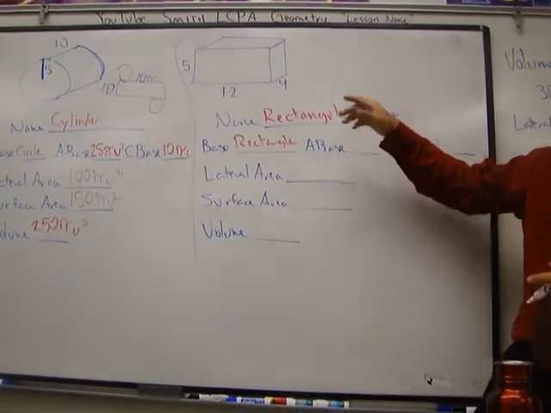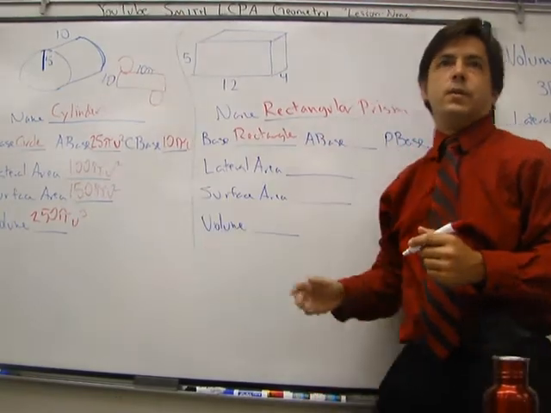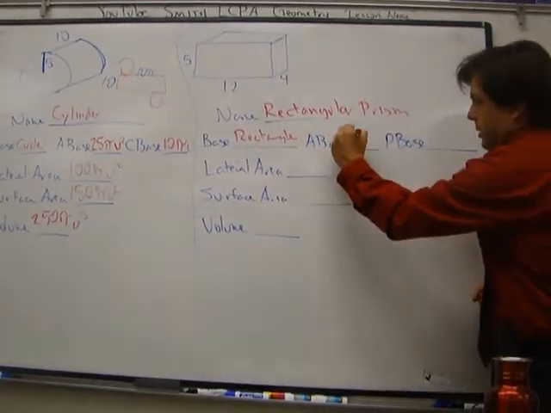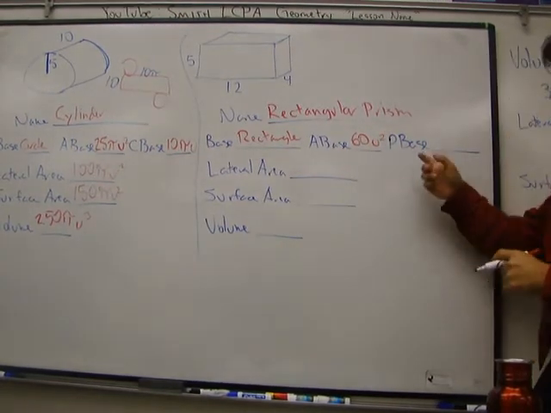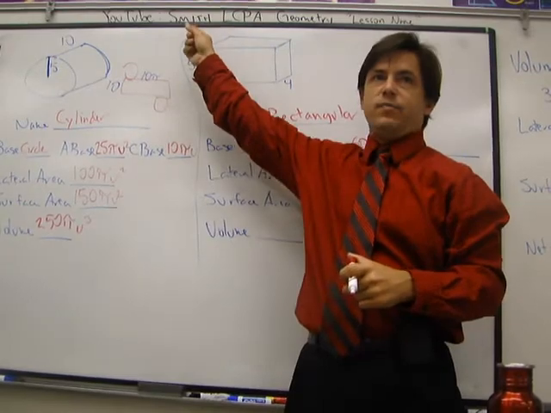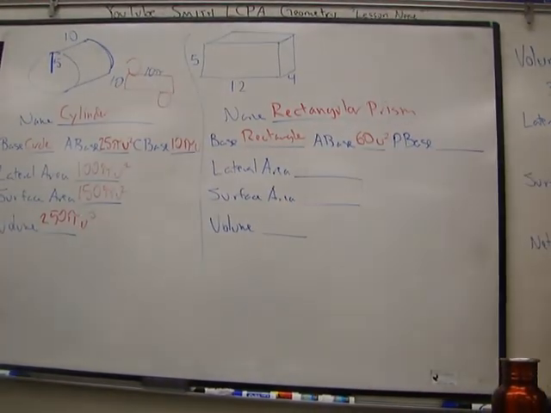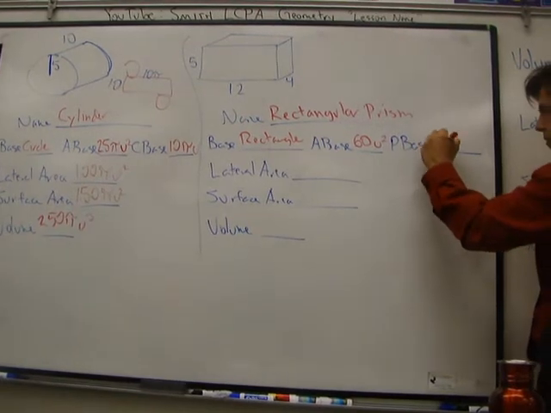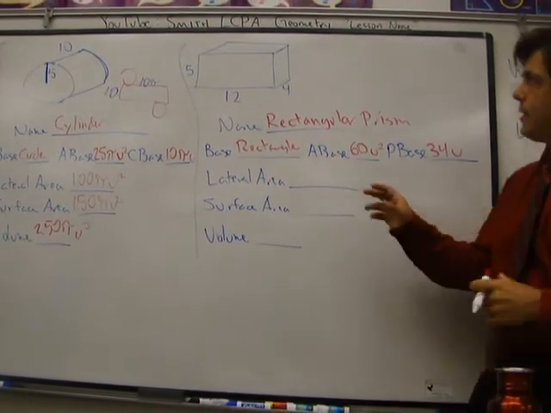And what is the area of this base? Well, base times height, 12 times 5 is 60. So the answer is 60 what? Units squared. The perimeter of the base: 12 plus 5 plus 12 plus 5. 10 plus 24, 34 units. Okay, so now the lateral area.